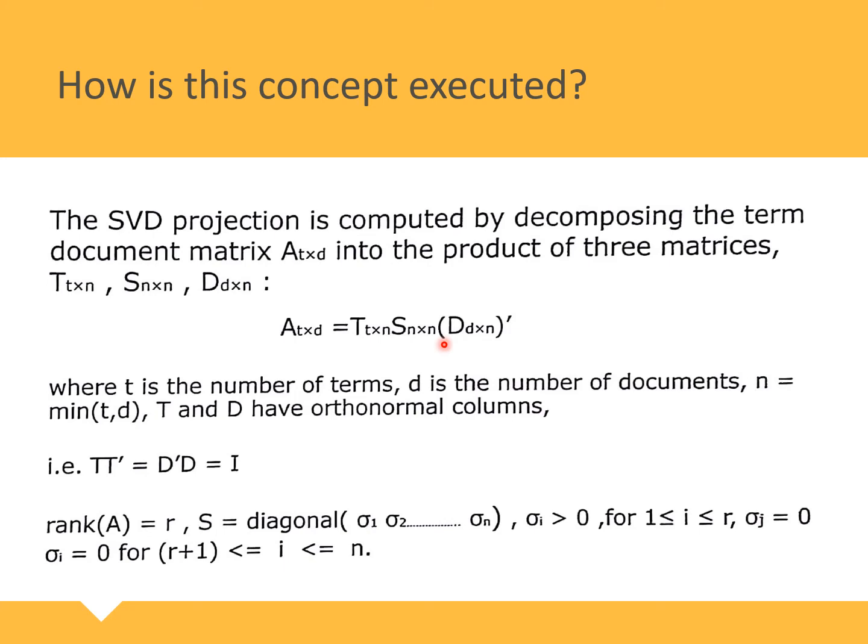And these T and D matrices are such that if you multiply them by their transpose, the product is the identity matrix. So these are orthonormal. And we look at the matrix at the center, which is also called the singular value matrix, with special interest, because that helps us determine how to do the dimension reduction here.